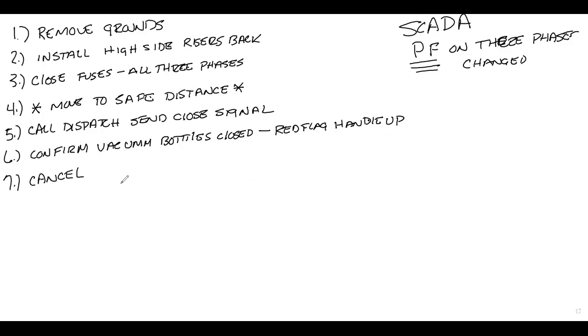Send open signals to the vacuum bottle. We got it closed. It's working. Everything's copacetic. We're done with our work. Now cancel your CWP. We don't know if it needs to stay that way.